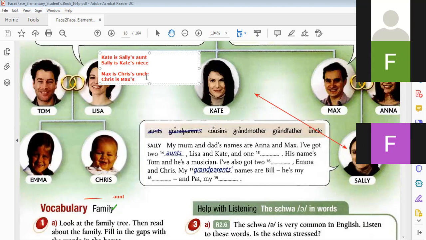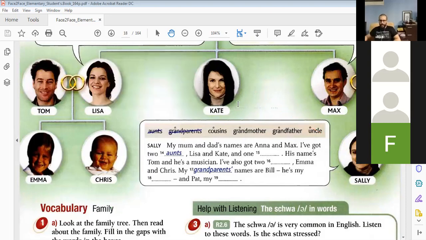All right, so Chris is Max's... Nephew. Correct. Nephew. All right. So معناها هذه الإضافيات اللي مش مذكورات في درس اليوم. Niece, the daughter of your brother or sister, okay? And nephew, the son of your brother or sister, okay? So, nephew and niece, هذول ما كانوش مذكورات في موضوع اليوم.